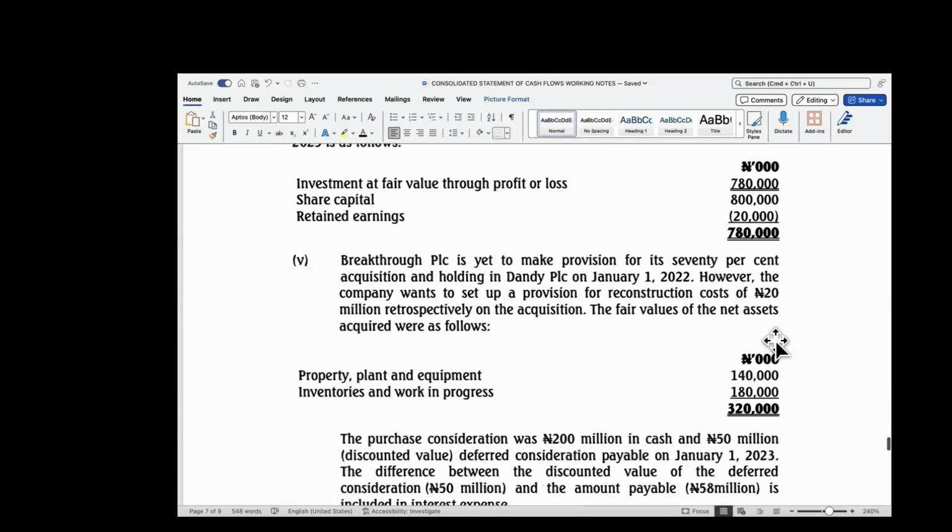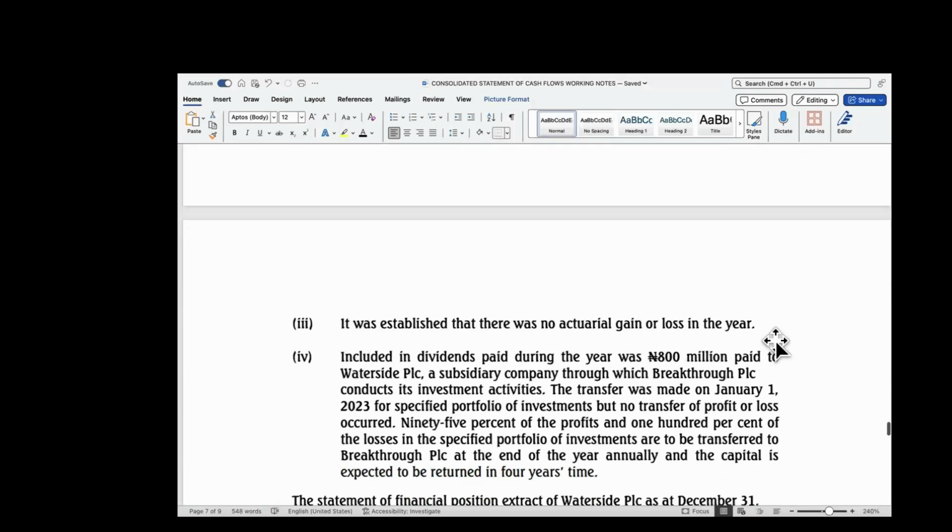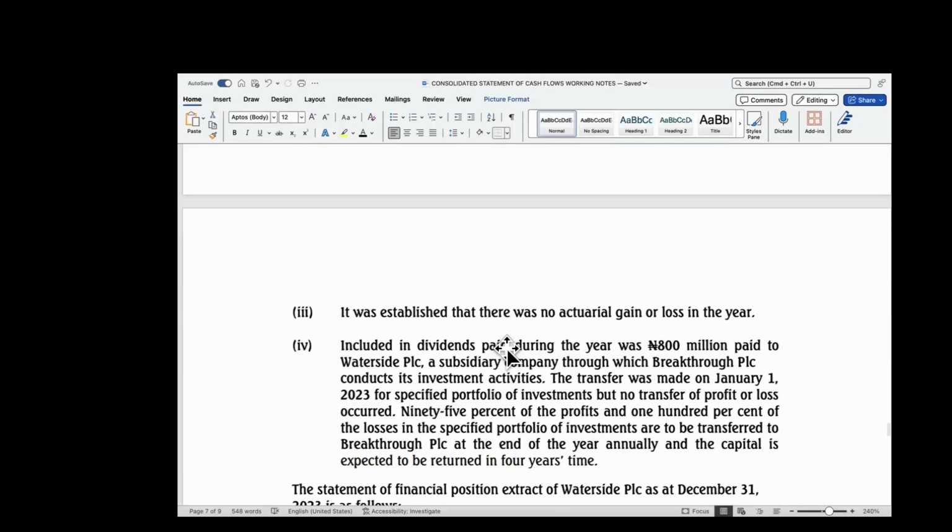So what's happening here? They said included in the dividend paid during the year was 800 million paid to Waterside, a subsidiary. Hold on. How can a parent pay dividend to a subsidiary? Is it not the subsidiary that is supposed to pay dividend to the parent? What's wrong with these people? How can a parent pay dividend to a subsidiary? I'm the one that invested in the subsidiary. It should pay me returns. It should pay me dividends. So what are they talking about here?